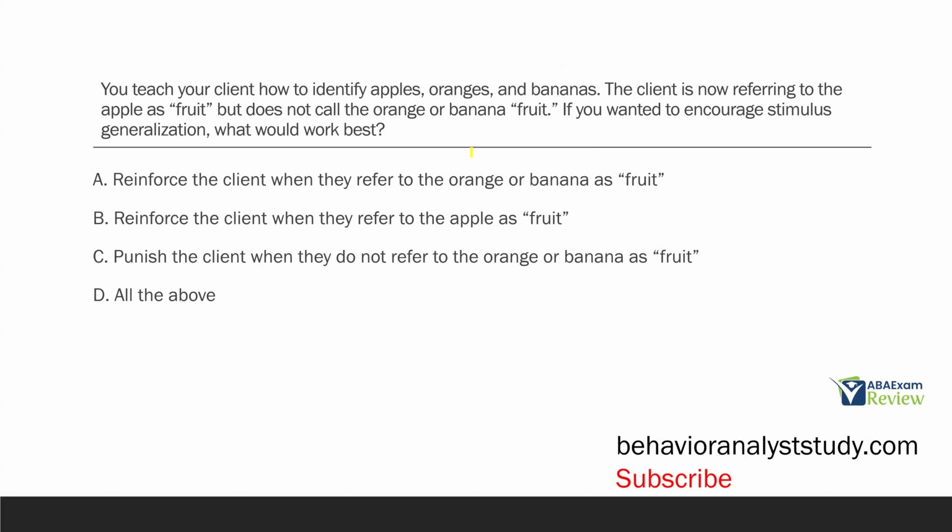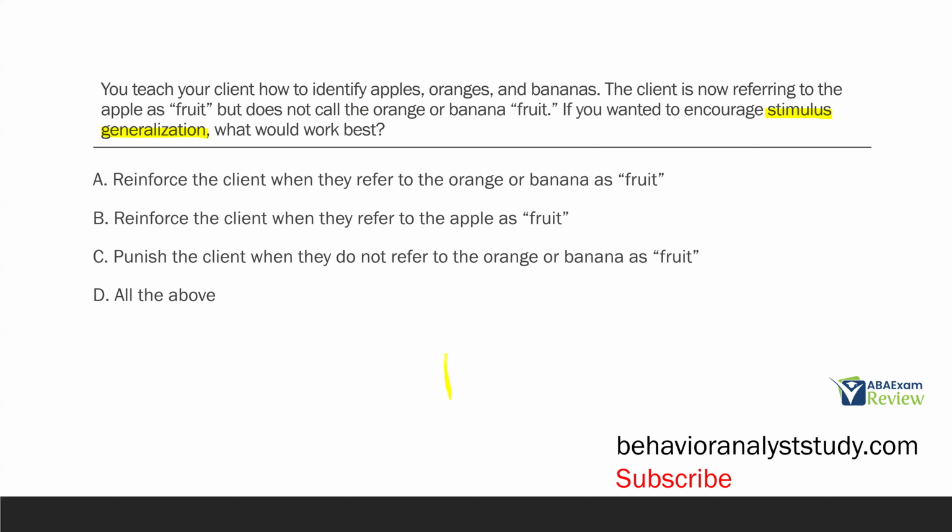You teach your client how to identify apples, oranges, and bananas. The client is now referring to the apple as fruit, but does not call the orange or banana fruit. If you wanted to encourage stimulus generalization, what would work best? So let's start with our term. Always start with the term if you're given one. And stimulus generalization says what?